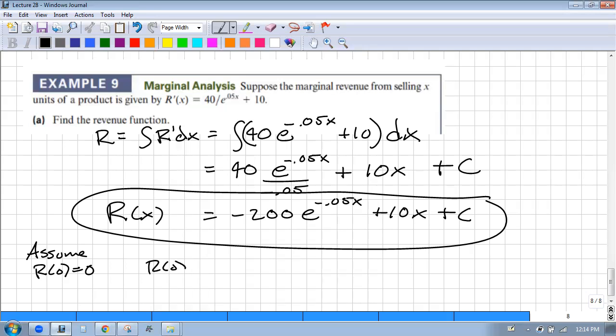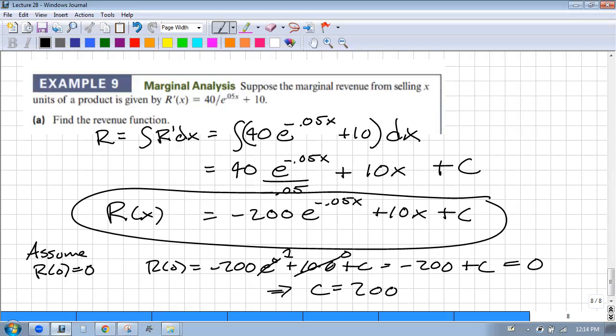So R of 0, though, would just be negative 200 e to the 0 plus 10 times 0 plus a constant. So this is 0, this is 1. This is negative 200 plus C, so therefore C is 200. So replace that with a 200. Now we've fixed it so that if you don't sell anything, your revenue is 0. Does that make sense? Okay.